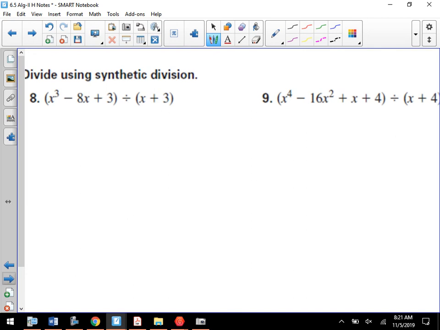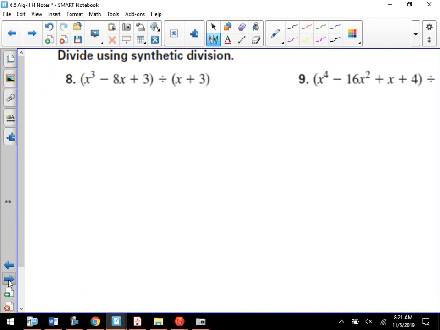All right, let's try again. Do this one. So I'm going to use synthetic. They're giving you the term they want you to try and divide by. And they're giving you that stuff up front.